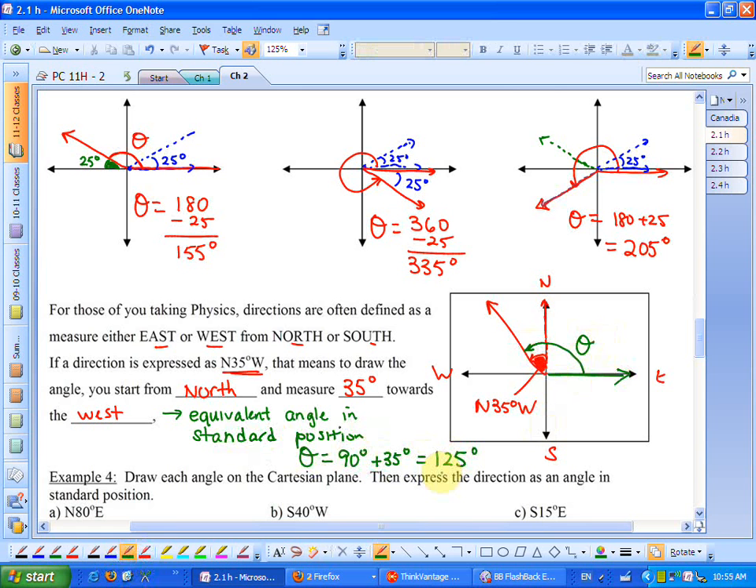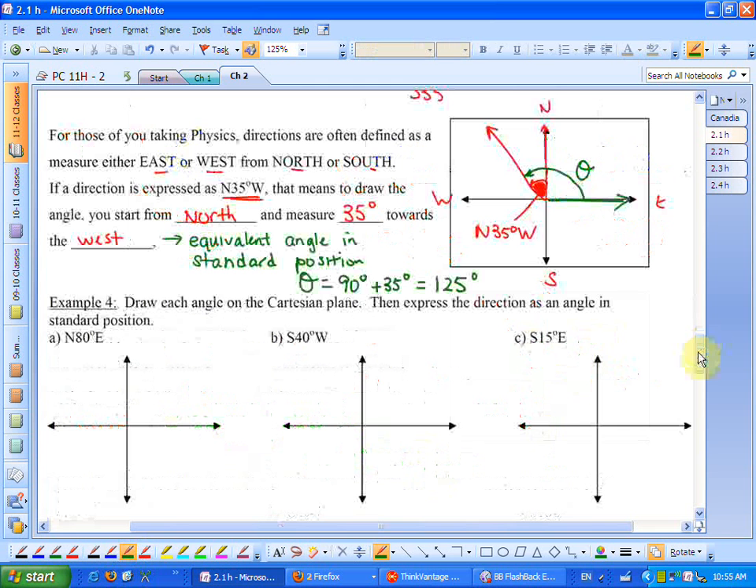So what I'd like you to do now is practice actually drawing these angles using the physics way, right? North, angle, east, or whatever. And then translate the physics angle into the angle in standard position. Okay? I'll try one more with you together, and I'll let you try B and C on your own. Okay? So, let's take a look at number 4. Draw each angle on the Cartesian plane, then express the direction as an angle in standard position. So here we go.